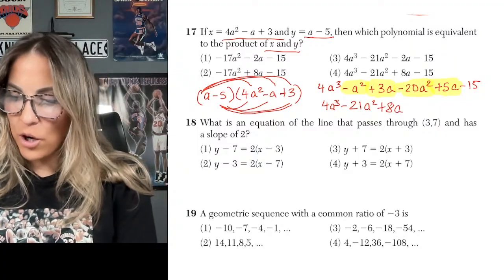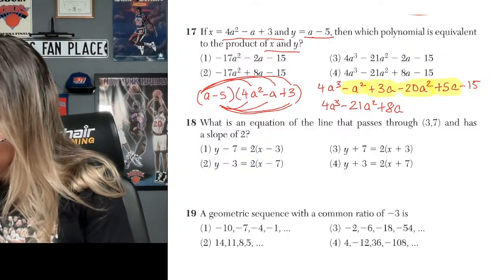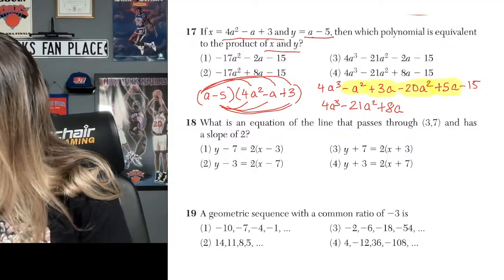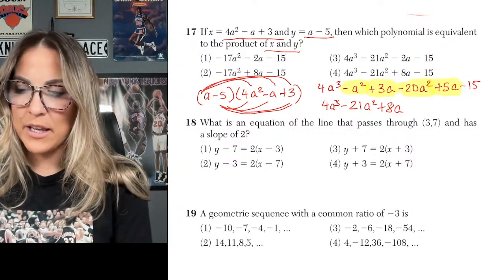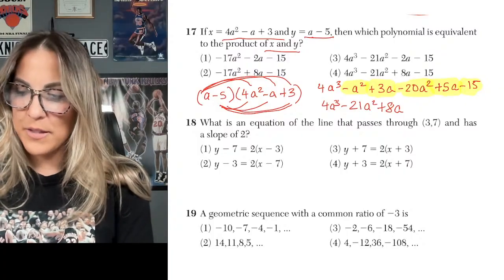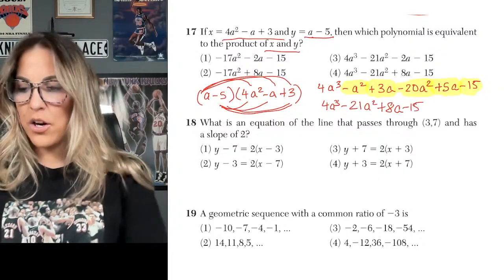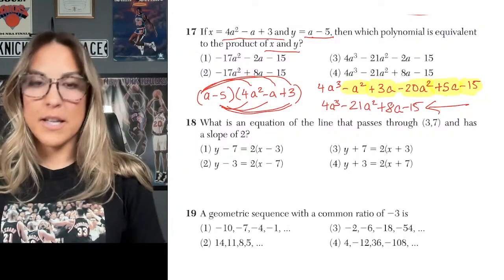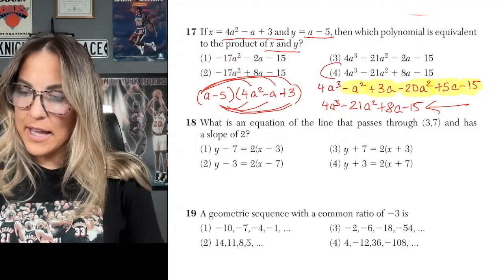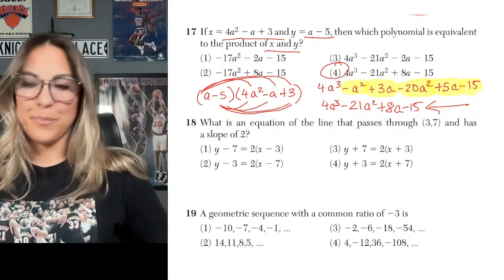And then lastly, I can always combine numbers. Did I miss a number somewhere? No, there's only one constant number, which is that negative 15. And so that negative 15 is just going to come down into our answer. There's nothing else left to combine here. So that means that I've simplified it as much as I can. And that looks like answer choice number 4. Okay.